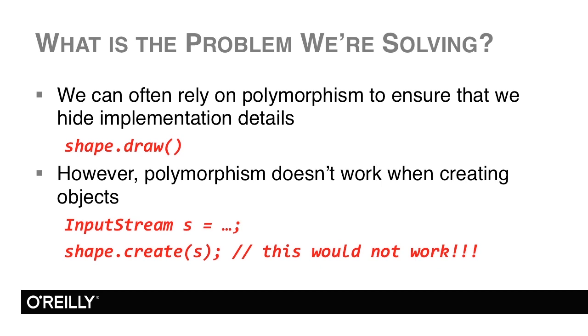However, this doesn't work when creating objects. Whenever we're creating objects, say from an input stream, we can't just call shape.create, because to take advantage of polymorphism, an object must exist. Now, there are some languages that have a polymorphic constructor or have features that make it easy to do this, like Smalltalk or Objective-C, for instance. However, in Java, we can't do this without some trickery.